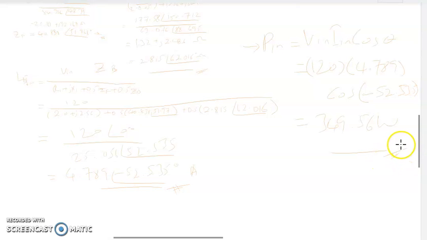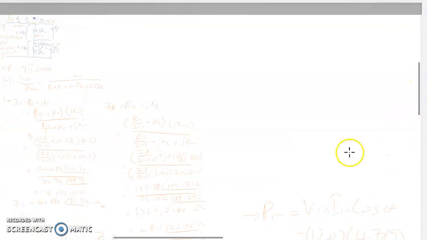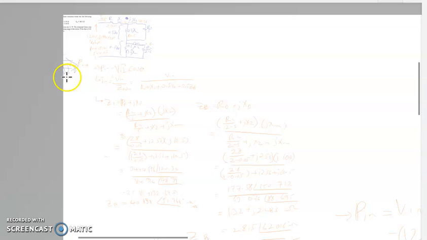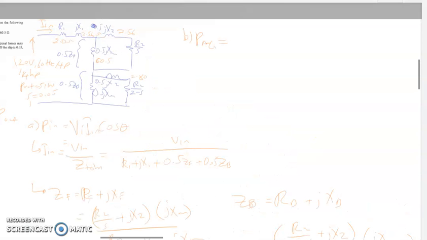So the answer for question 1 is 349.56 watt, so 349.6 watt. Then we go to the next question. So P air gap, how much P air gap of this system?